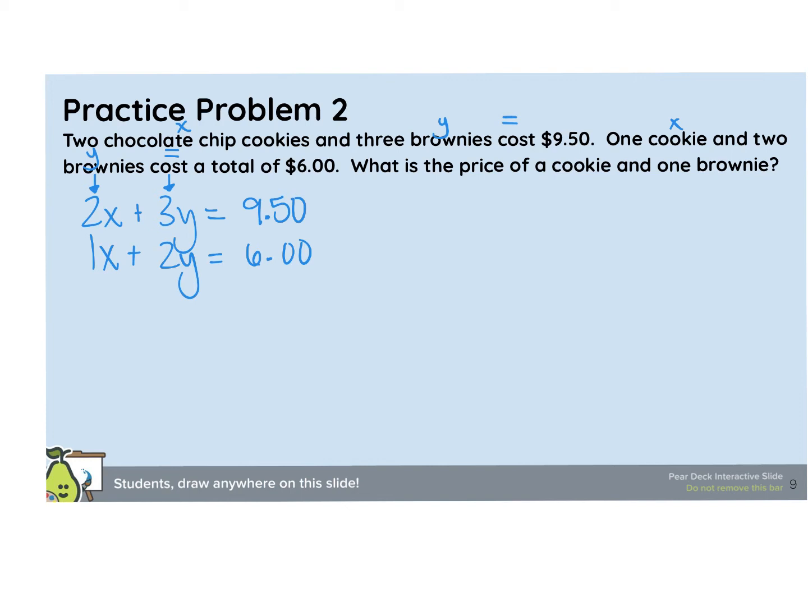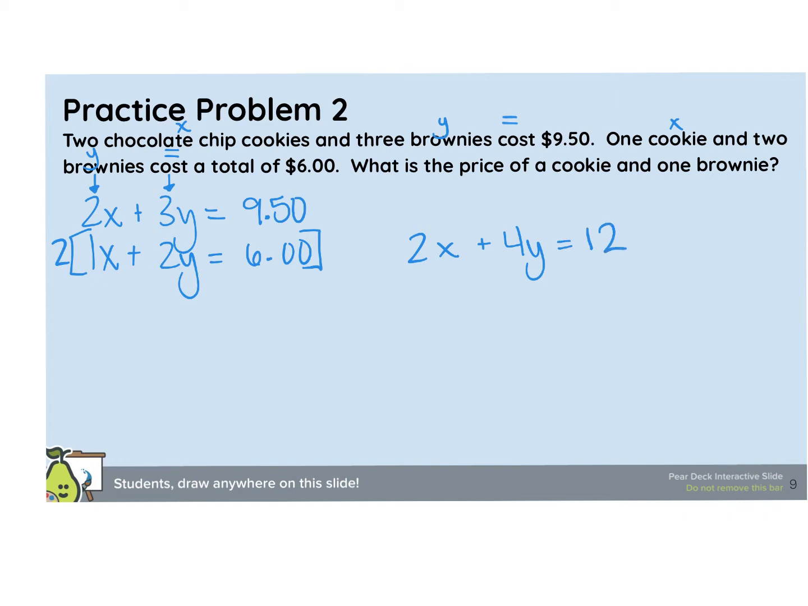So now I have to figure out, well, do I have to multiply one of these or both of these? So I know that I can multiply 1 and make it 2. So we can do this by just multiplying the second equation. If you multiply both, you won't be wrong. You'll just have bigger numbers to deal with. So I'm just going to multiply this equation by 2 to get 2X plus 4Y equals 12.